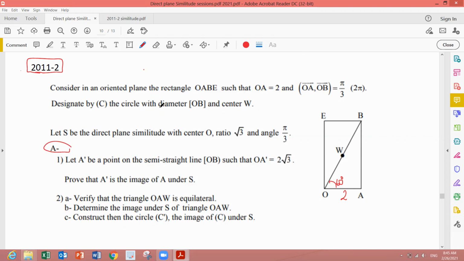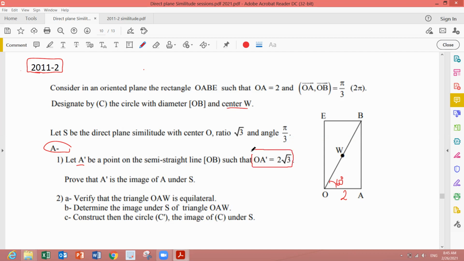Designate by C the circle with diameter OB. We have a circle with diameter OB and center W. Part 1: let A prime be a point on the semiline OB such that OA prime equal to radical 3.